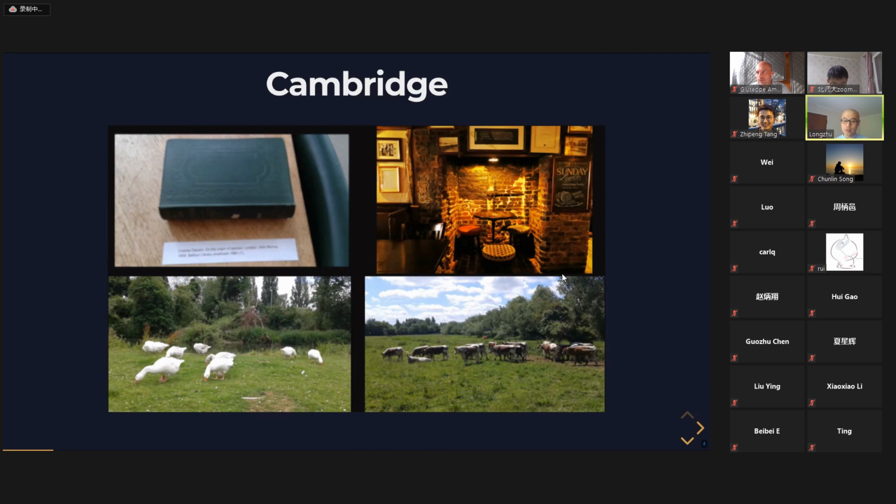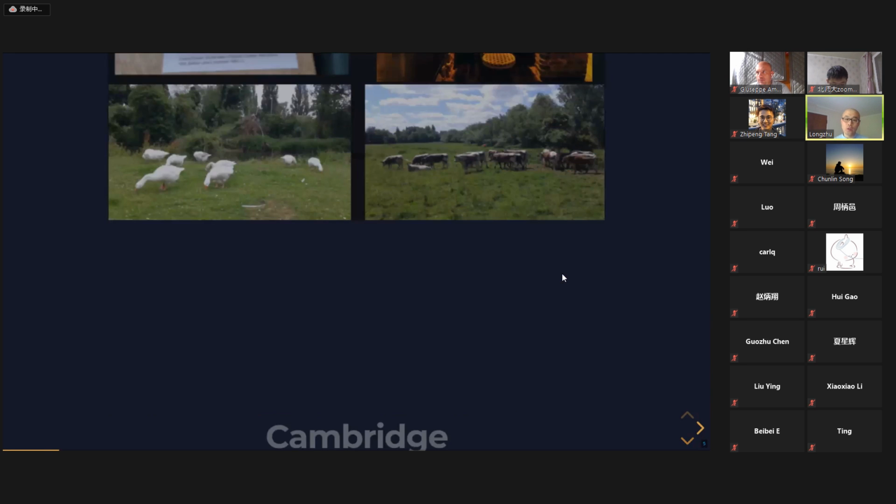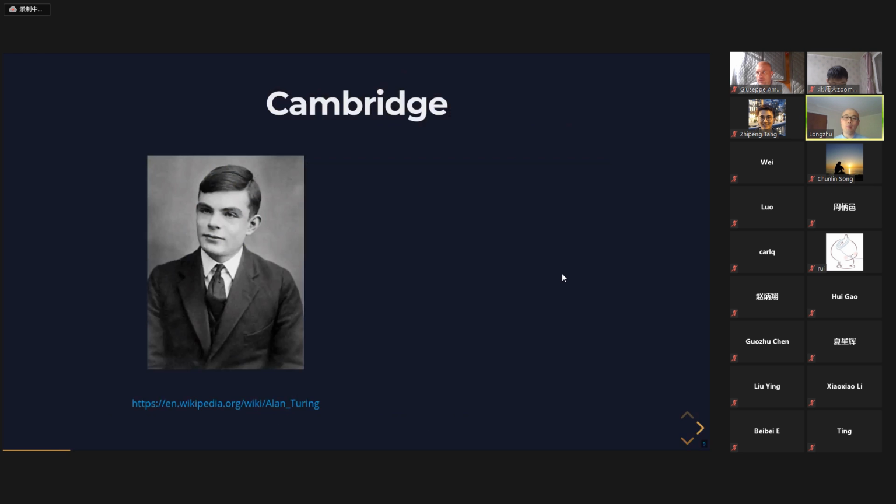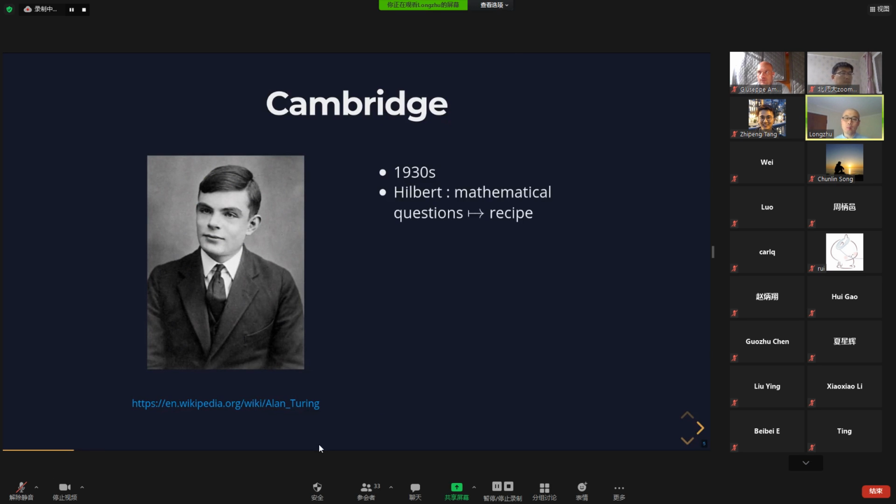So I have to push the time back into the 1930s. Of course, I wasn't there, but that's not important. More importantly, someone else is there. It's Alan Turing. He has been credited as the father of computer science and also the beginning of the quest for intelligence. Back in those days, people were interested in a decision problem posed by Hilbert at the end of the 19th century.